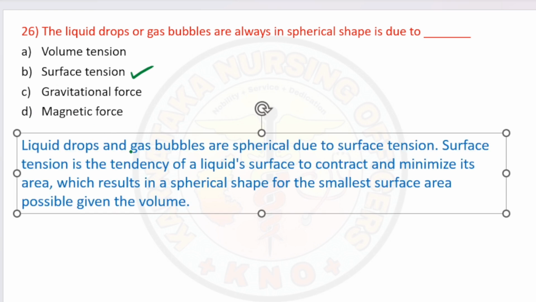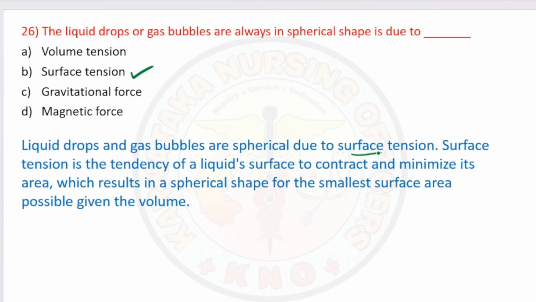Liquid drops and gas bubbles are always spherical in shape due to surface tension. Surface tension is the tendency of the liquid surface to contract or to minimize its area, which results in a spherical shape. That is the smallest surface area. This phenomenon is called surface tension.